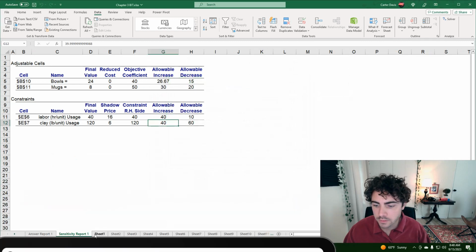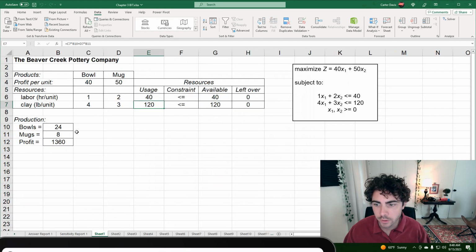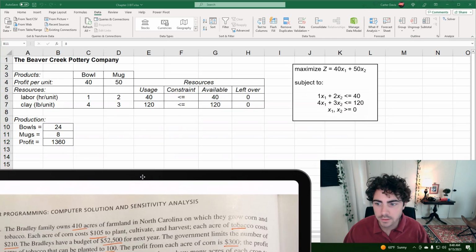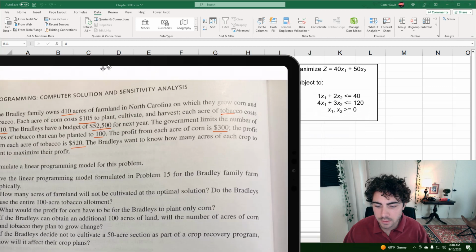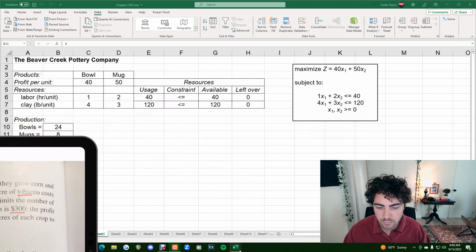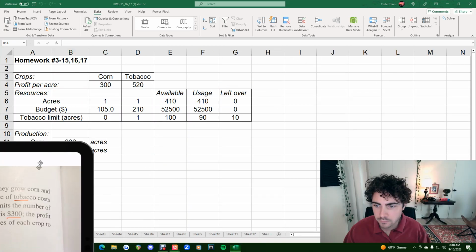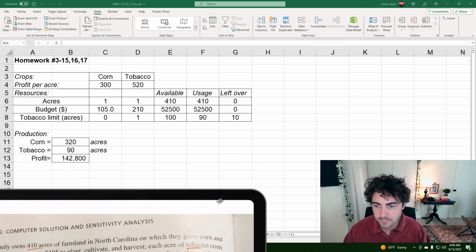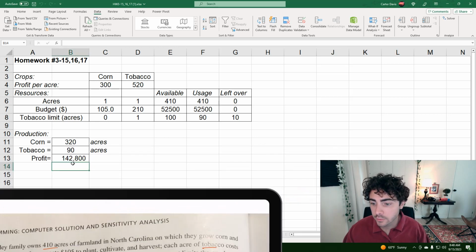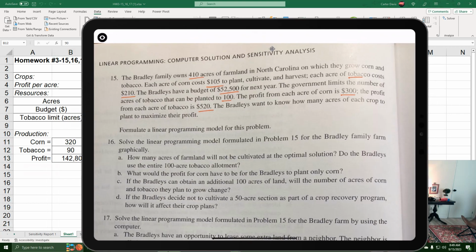Don't know if it did it. Let's see. Yep. Okay, so we got back to normal, I think. 24 and 8, I believe, was the answer to that. Oh, no, that's the last page. Hold up, give me a sec. Why did it do that? There it is. Sorry, I went back to the last problem. 320, it worked. So 320 and 90. So we're using 320 corn acres, 90 tobacco acres. Let's keep going.